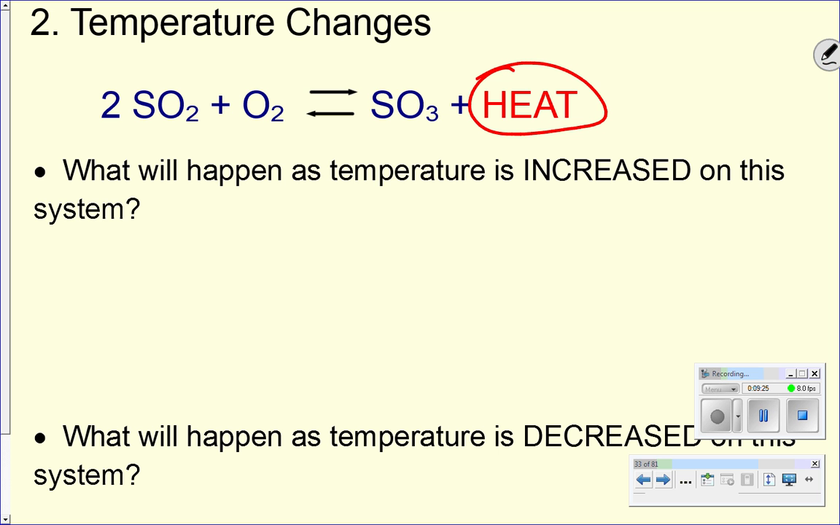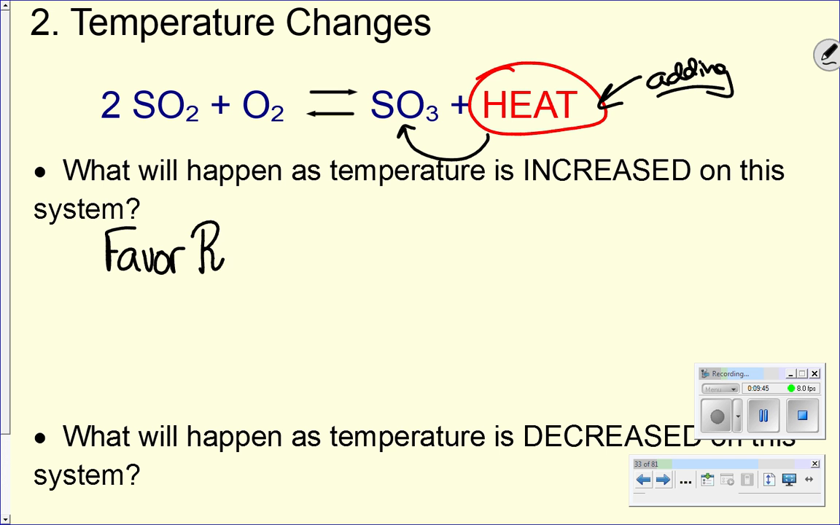So if I were to increase temperature on this system, this is like adding heat. When we add something on one side of the reaction, it helps that reaction happen more. By adding heat here, we are actually helping SO3 to decompose. So this is actually going to favor my reverse reaction.